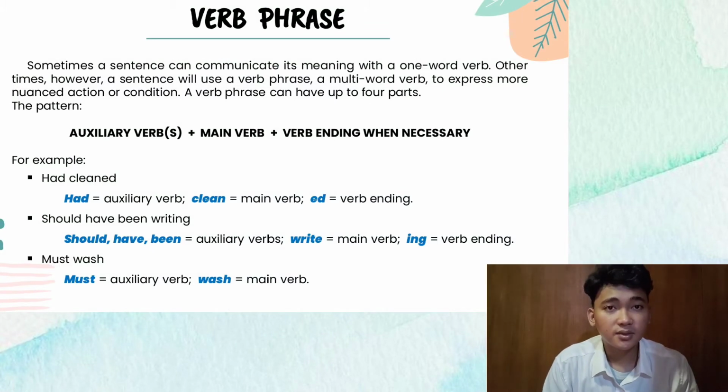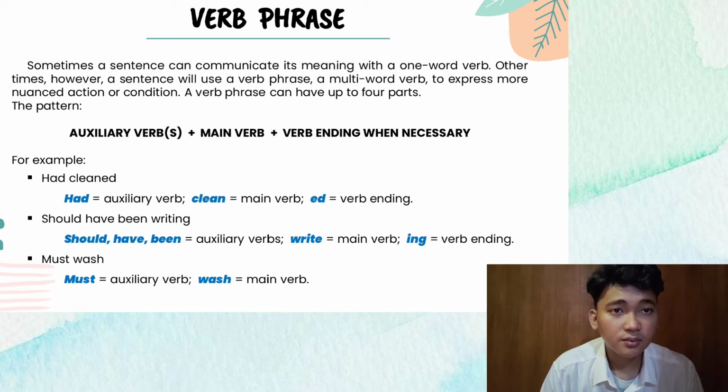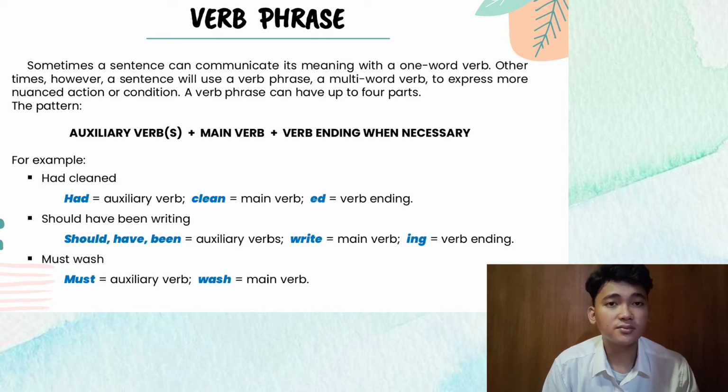Verb phrase. Sometimes a sentence can communicate its meaning with a one-word verb. Other times, however, a sentence will use a verb phrase, a multi-word verb, to express a more nuanced action or condition. A verb phrase can have up to 4 parts. The pattern is auxiliary verbs plus main verb plus verb ending when necessary.